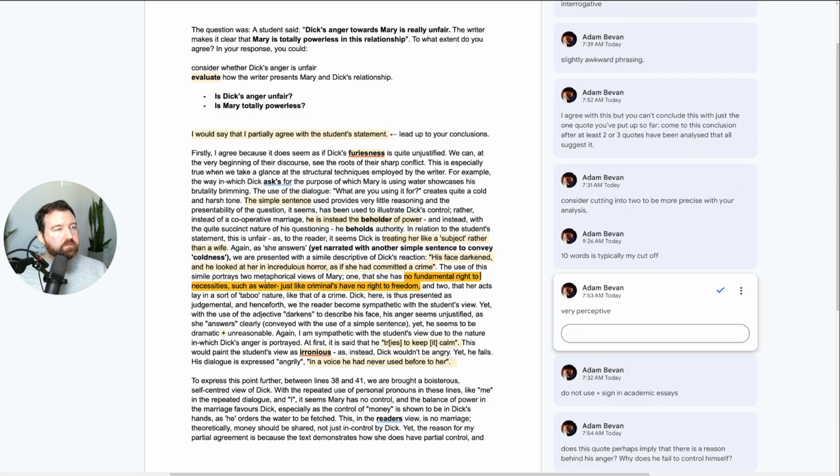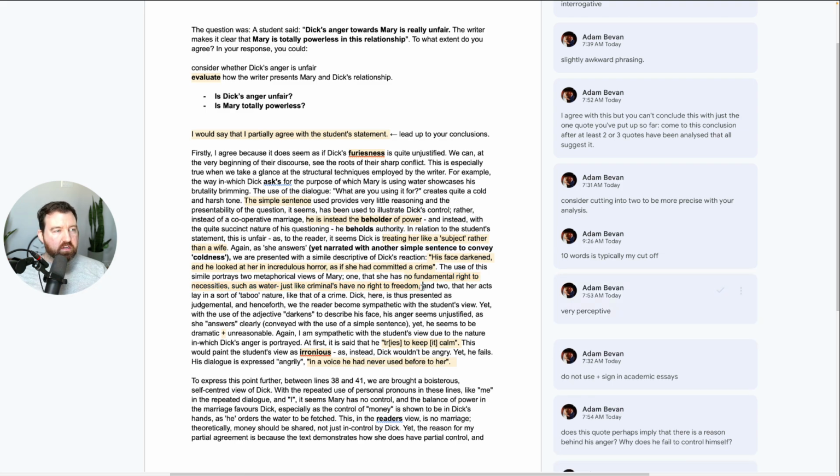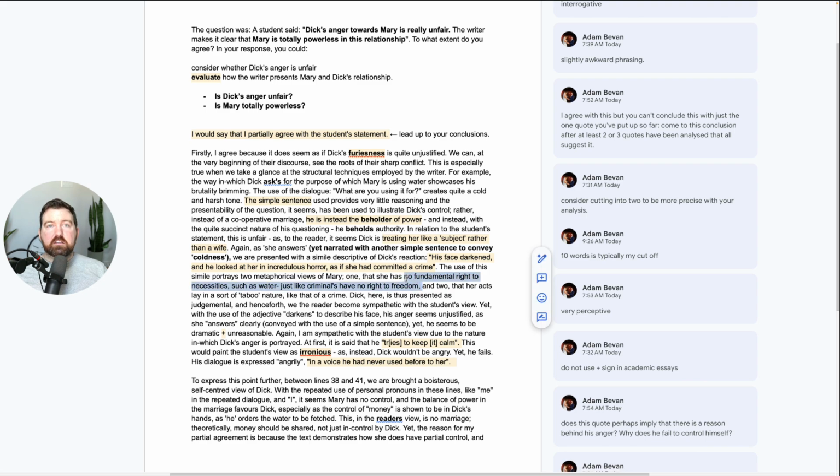"The use of this simile portrays two metaphorical views of Mary. One, that she has no fundamental rights and necessities such as water, just like criminals have no right to freedom." That was a really perceptive moment. I'd love to see more of that coming through, Andreas. "And two, that her acts lay in a sort of taboo nature like that of a crime."